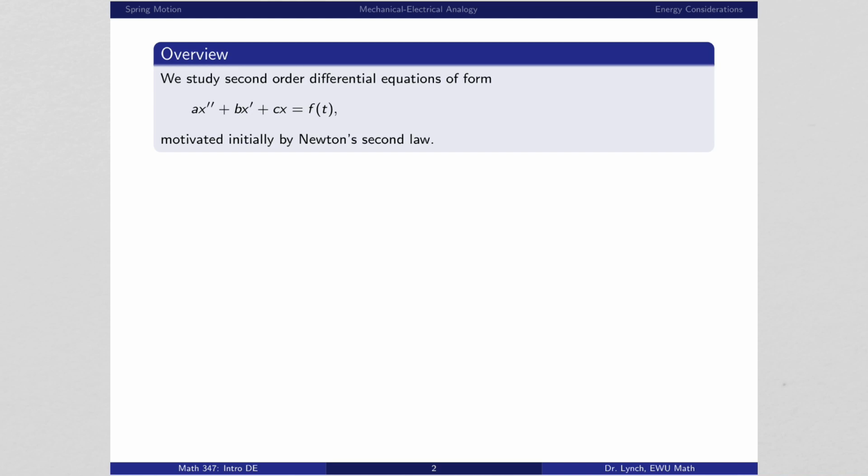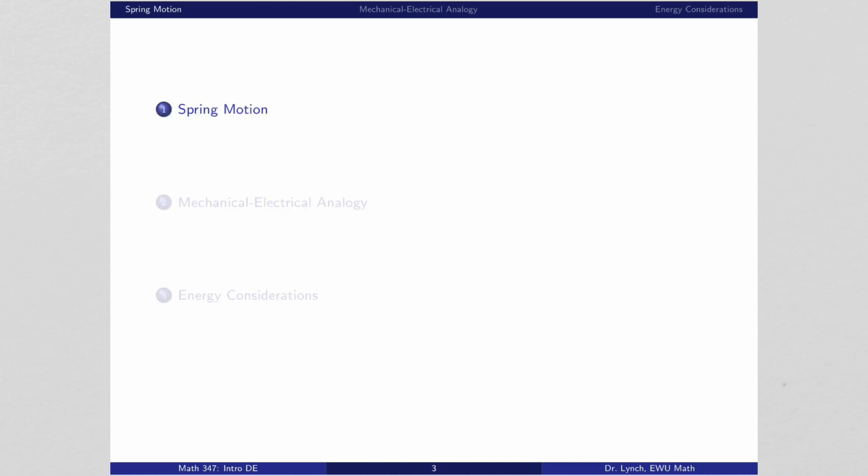For the time being, though, we'll think about this in terms of Newton's second law. So we'll first derive a couple differential equations of this form, again motivated by a mechanical system, namely a mass spring system. We'll see then how to draw analogies to that mass spring system with a different system, an electrical system, and then we'll talk about some energy considerations of this system. Okay, so without further ado, let's go ahead and talk about spring motion.